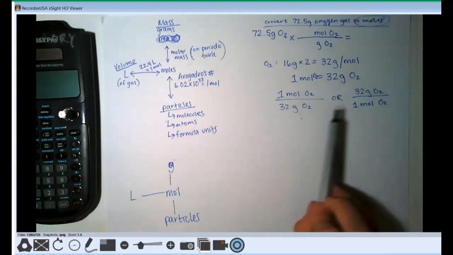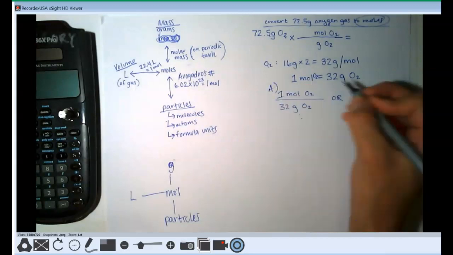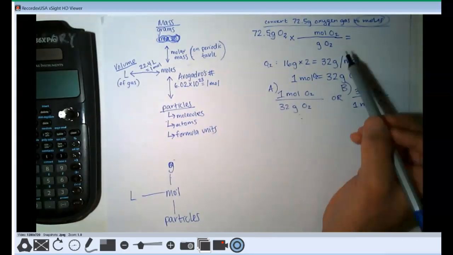So which one of these two conversion factors, I'll label them A and B, which one do we need to use in this equation?